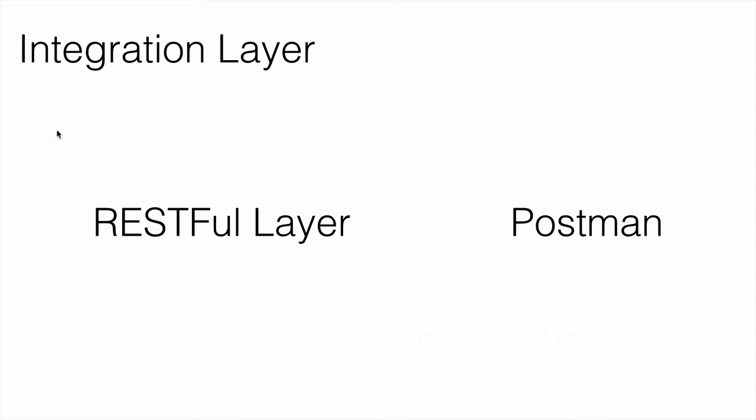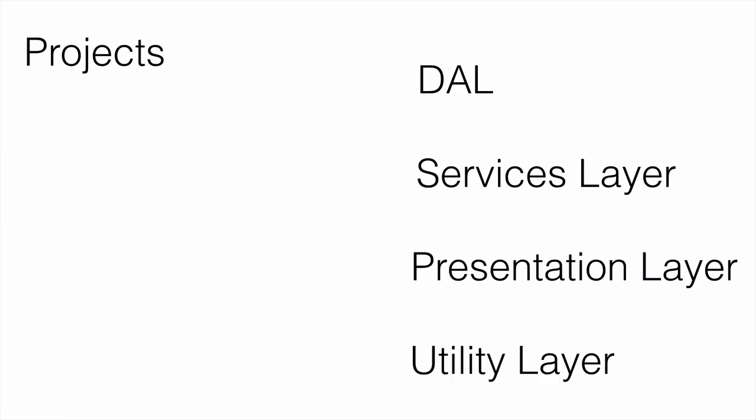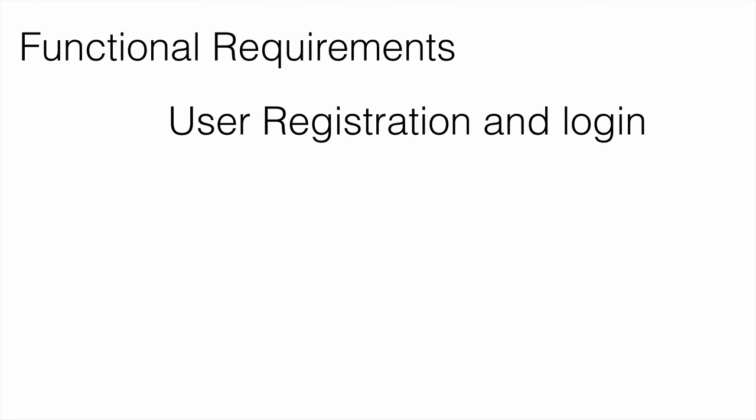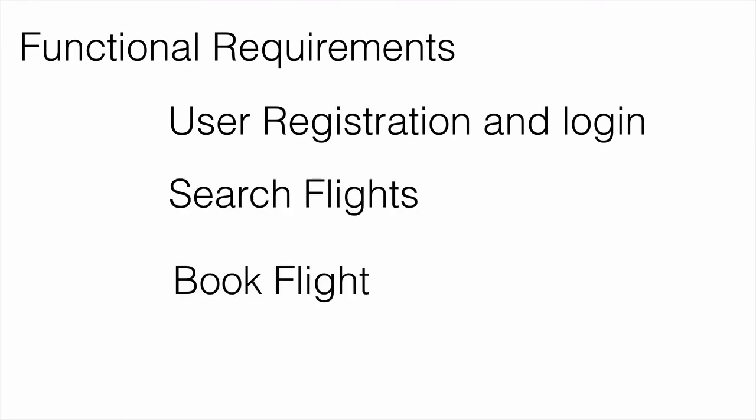Once you master all these layers, the data access layer, the services layer, the presentation layer, the utility layer, and then the integration layer, you are ready to work on projects. This is where you will create the different layers again while working on two mini microservice applications, namely flight reservation and flight check-in. You will be working on functional requirements such as user registration and login, searching for flights, booking a flight, and then finally checking the passenger into a flight.